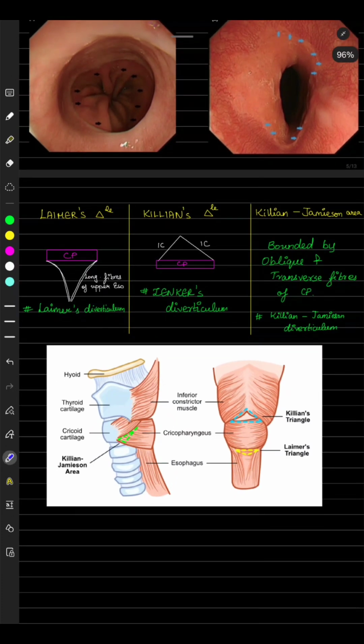Okay. So with this, the anatomy and a few diverticula are over.